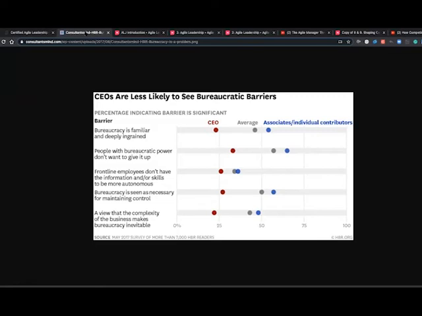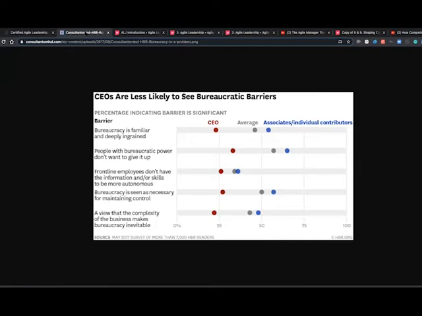Look at the scores of the CEOs and senior leadership. Basically, 25% of them think it's a problem. More than double the rest of the people in the organization say it's a problem, right? Bureaucracy is just deeply ingrained. People with bureaucratic power don't want to give it up.